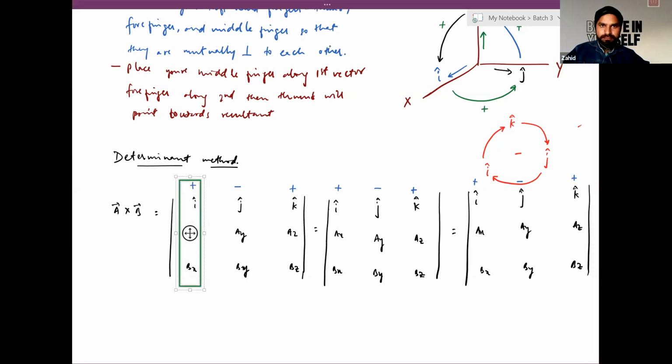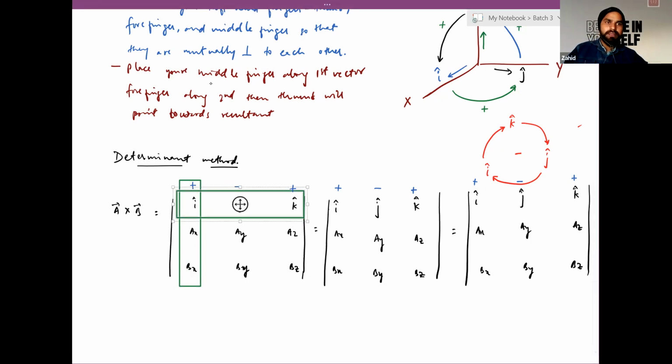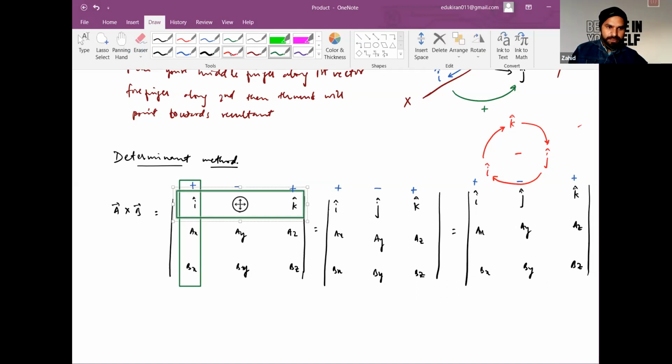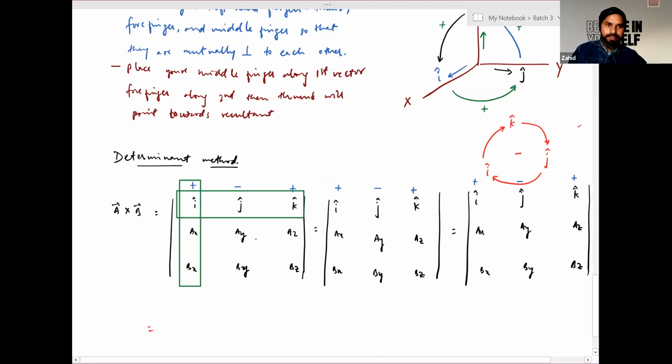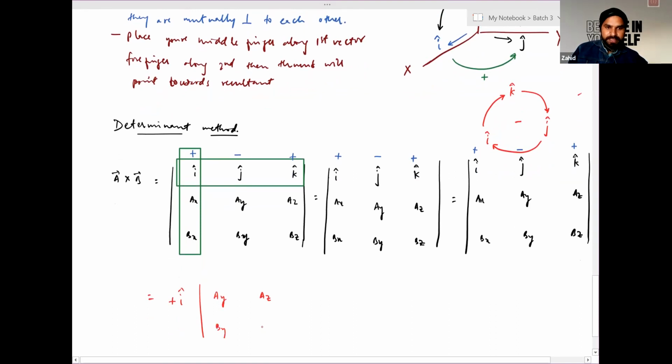Similarly, along the column, it will be like this. So if you break along this, you will get I, and what are you left with? AY, AZ, BY, BZ. So it will be plus of I cap times the mod of AY, AZ and BY, BZ. This is your first part.